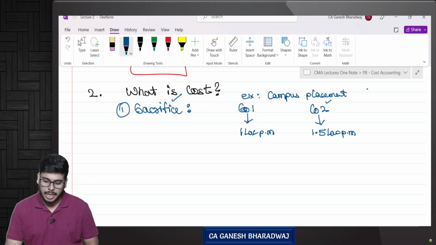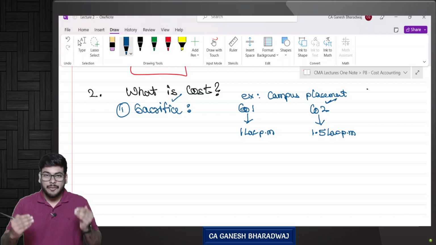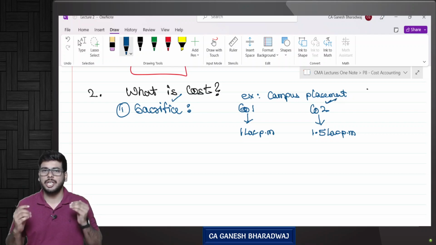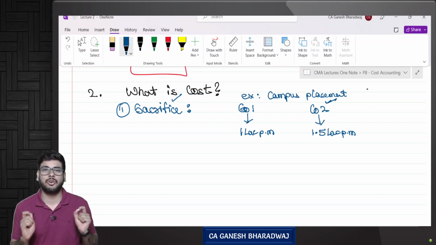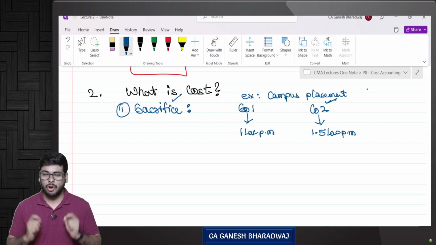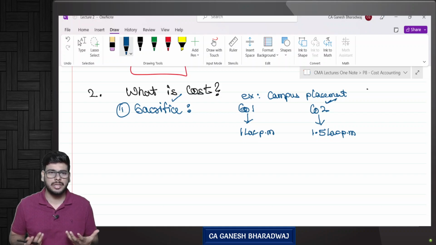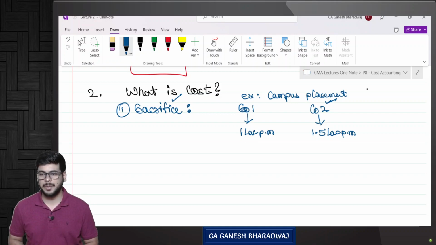Obviously, you will say, sir, we prefer company 2. Why? They are paying more. Now, when you decided to go for company 2, without you knowing, you applied the concept of cost benefit analysis. Sir, what is the new thing? Cost benefit analysis. What are you saying? It's straightforward. Wait, I will explain this to you.